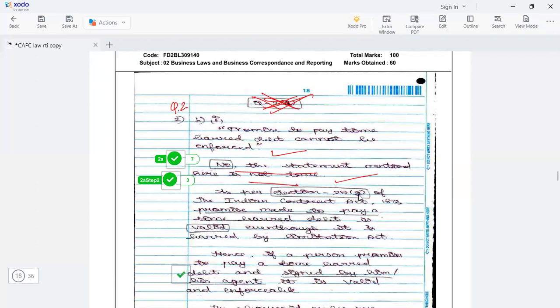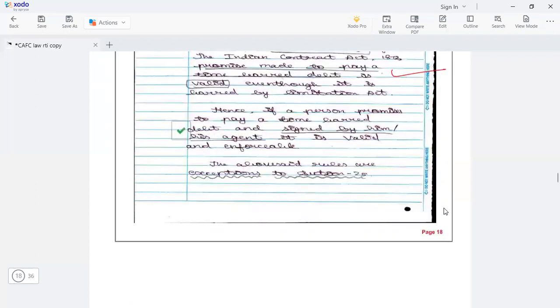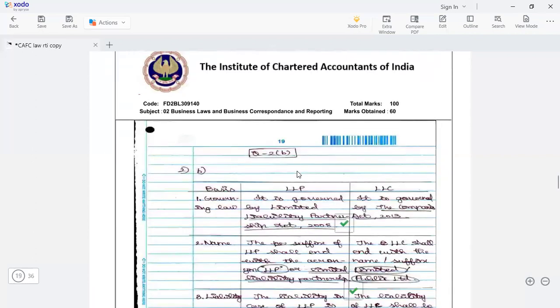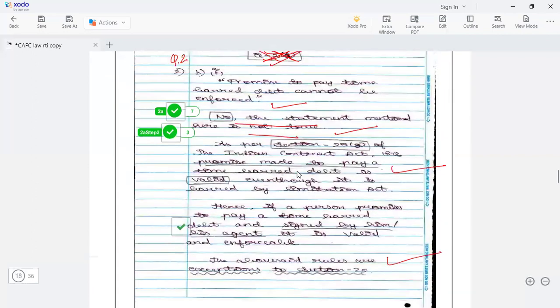Okay. Now, as per section, the provision has been mentioned over here. There you will get 1 mark. And then here they have given the conclusion. Hence, if a person promises to pay a time barred debt and it is signed by him or his agent, it is valid and enforceable. The above said rules are exceptions to section 25. See, this is how they have presented this answer. And the student has scored 3 marks. This is how we'll go for the question. So 2A, the student has scored 7 marks over here.